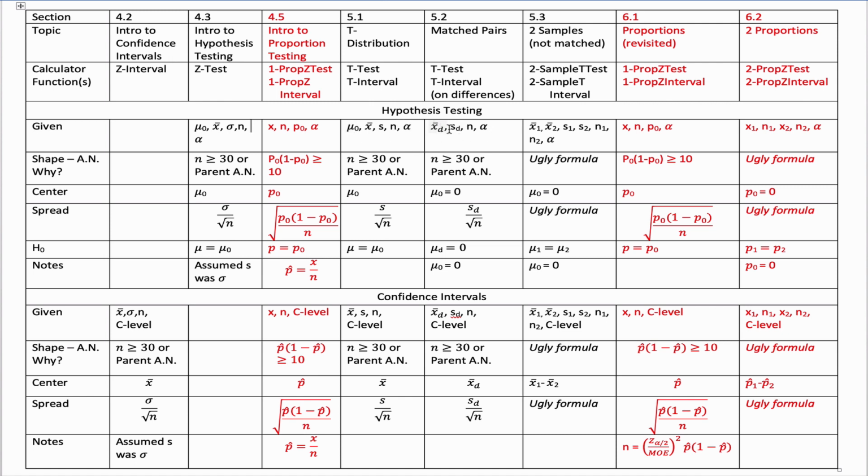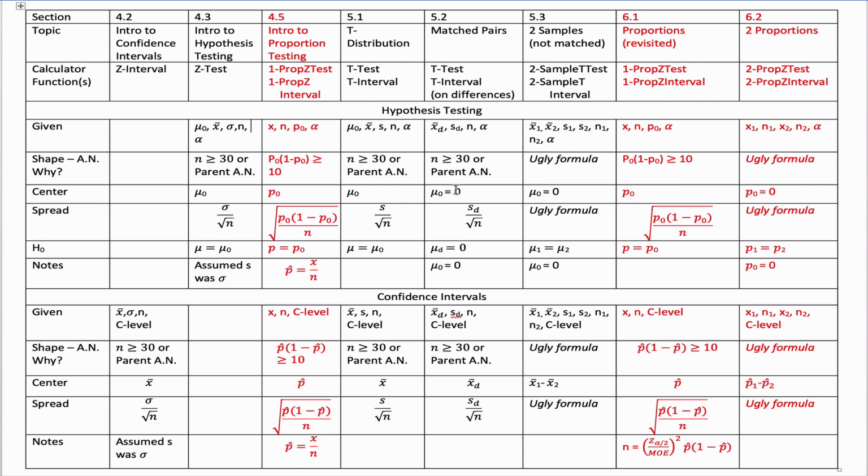Note that I didn't write mu naught over here for 5.2. That's because mu naught isn't explicitly given to you. We always assume mu naught equals 0. So that's here in the notes that mu naught equals 0. That happens in both 5.2 and 5.3.